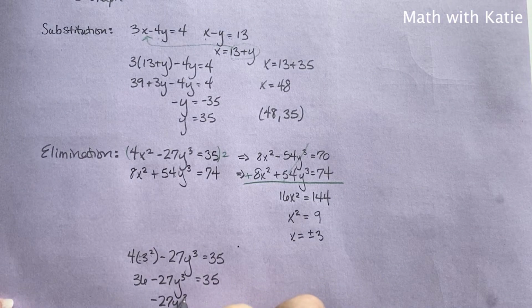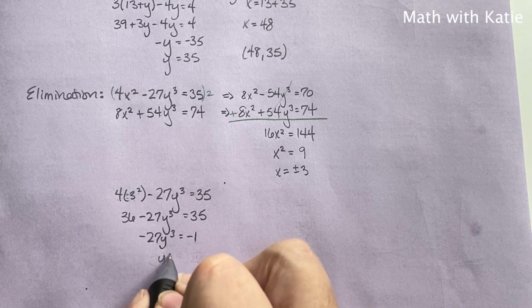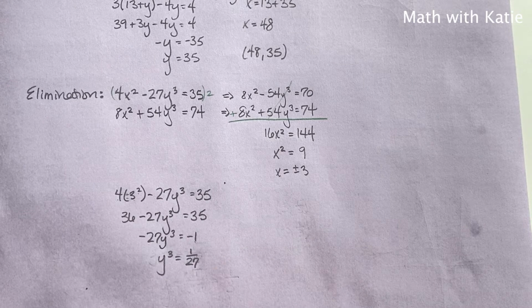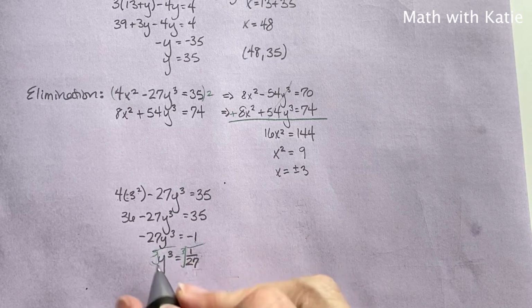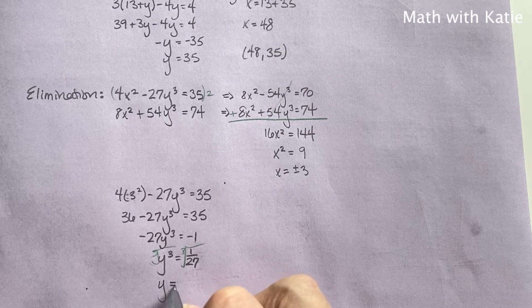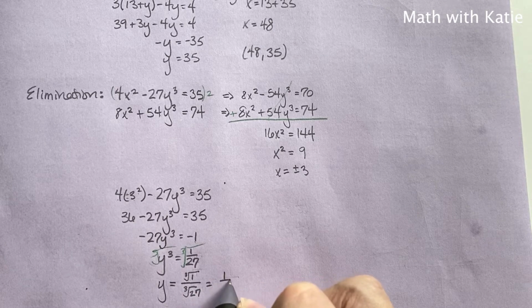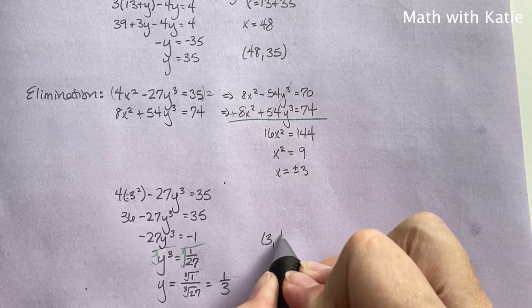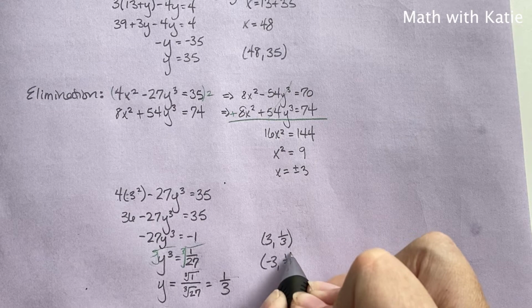Subtract the 36 over. Divide both sides by the negative 27. And then we're going to cube root both sides. So again, that's the cube root of 1 over the cube root of 27, which will be 1/3. Okay, so our solutions are positive 3 and 1/3 and negative 3 and 1/3.